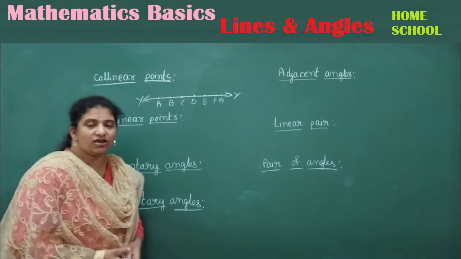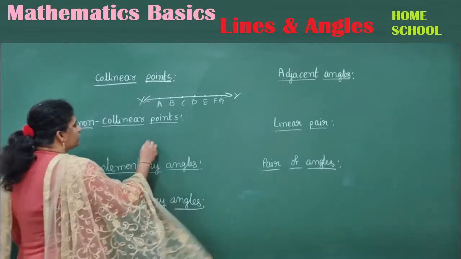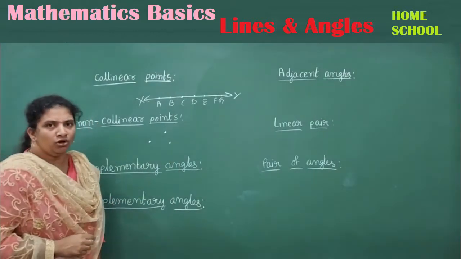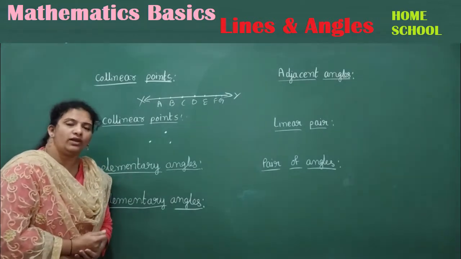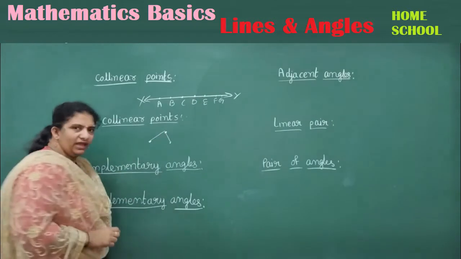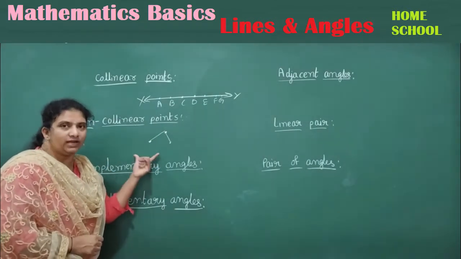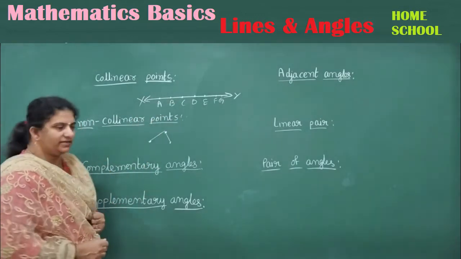Points which don't lie on the same line are called non-collinear points. Look here, are they lying on the same line? No. So these types of points are called non-collinear points. If you try to join them, will it form a line? No. So these are called non-collinear points, and these are called collinear points.